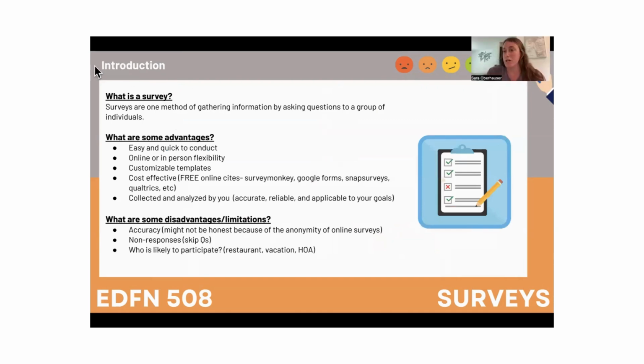First up is, what is a survey? Surveys are one method of gathering information by asking questions to a group of individuals. Some advantages to surveys are that they're quick and easy to conduct. They're very cost effective. They're free. There's lots of online sites, SurveyMonkey, Google Forms, Snap Surveys, Qualtrics. And really, the data that you're collecting is analyzed by you. So you'll get accuracy, reliability, and it applying to your goals.